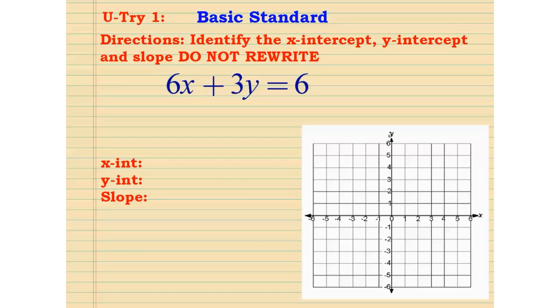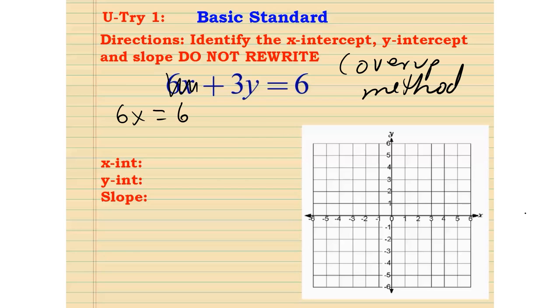Here is your first U-try. We're not going to turn it into y equals mx plus b. We want to practice doing the cover-up method. Some people call it that because they use their thumb to cover up either the 6x or the 3y. So start off by writing 6x equals 6 and 3y equals 6 and solving to find the intercepts.